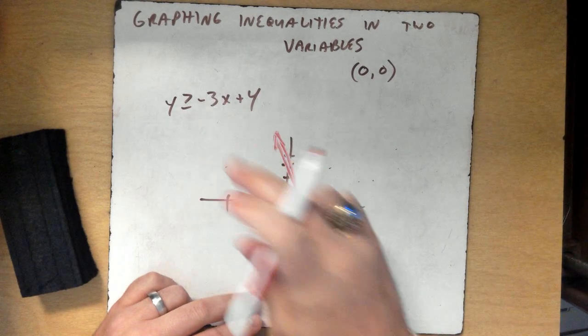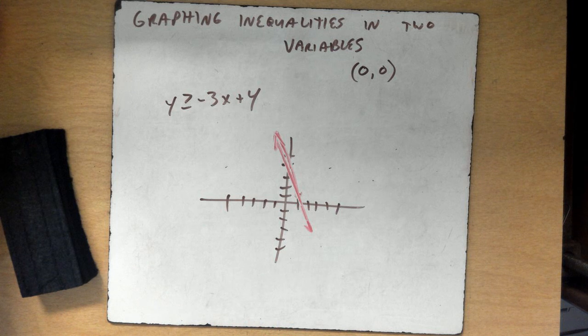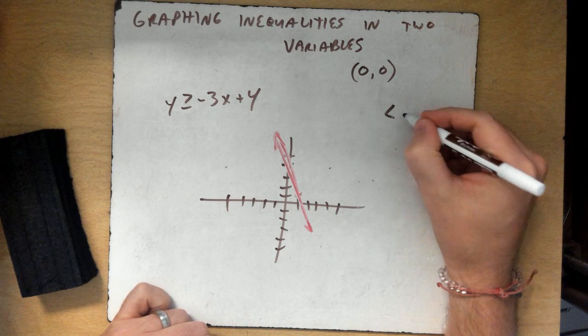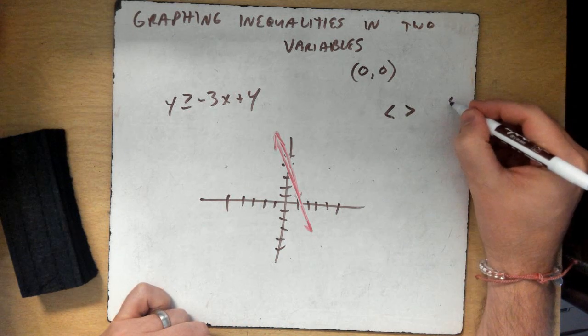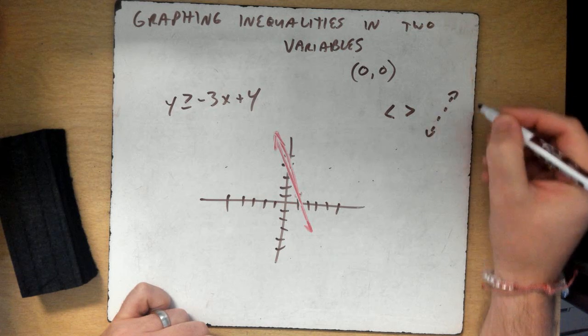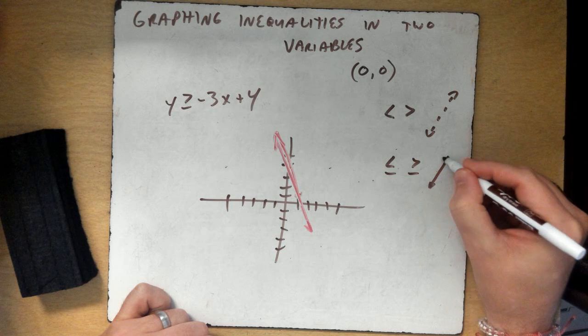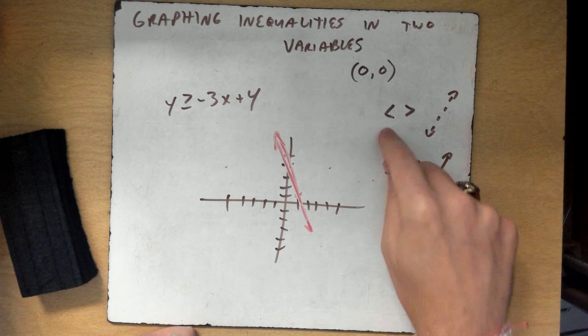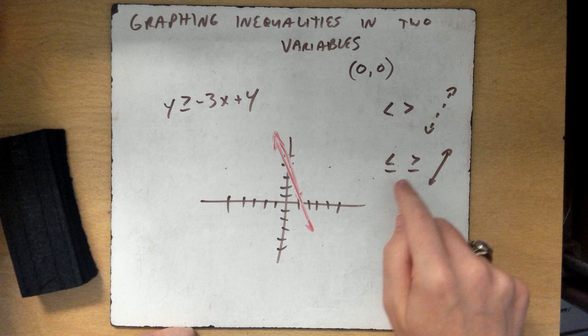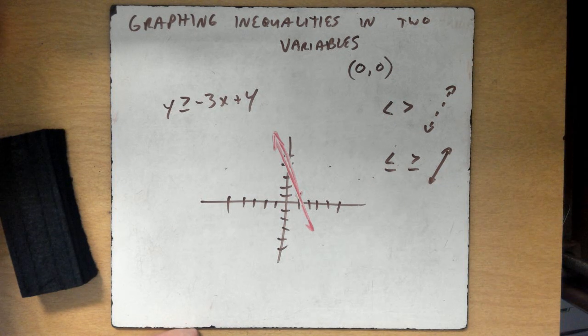Solid line. So, just for the record, if it's less than or greater than, it's a dotted line. If it's less than or equal to, or greater than or equal to, it's a solid line. Okay, write that down. No line, dashed. Line, solid.